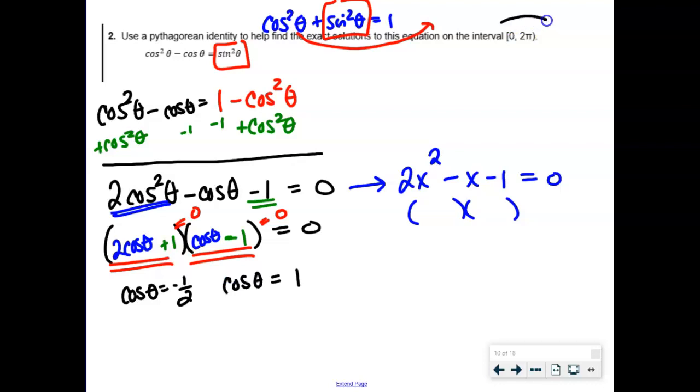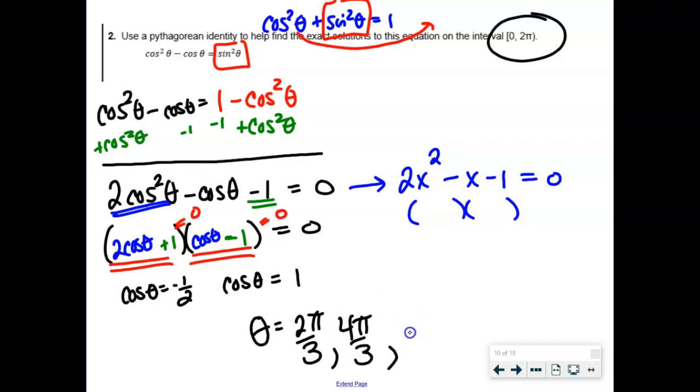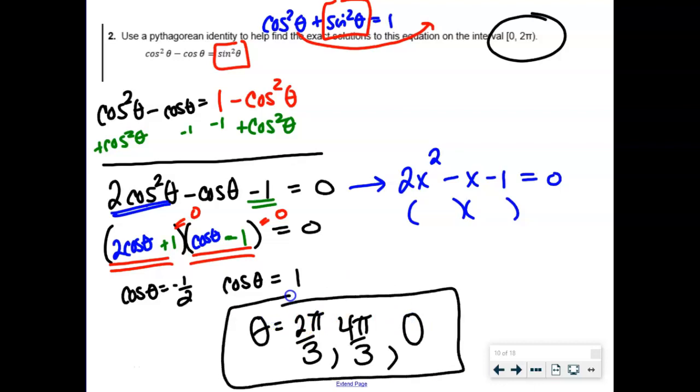And they want all answers just between 0 and 2 pi, not inclusive of 2 pi. So let's start with cosine -1/2. Where on your unit circle is cosine -1/2? 2 pi over 3, cool. And 4 pi over 3. And what about cosine equaling 1? Good. I like that Piper called that 0 and not 2 pi. Would I count it right if you said 2 pi? Because there's a non-inclusive bracket on 2 pi.